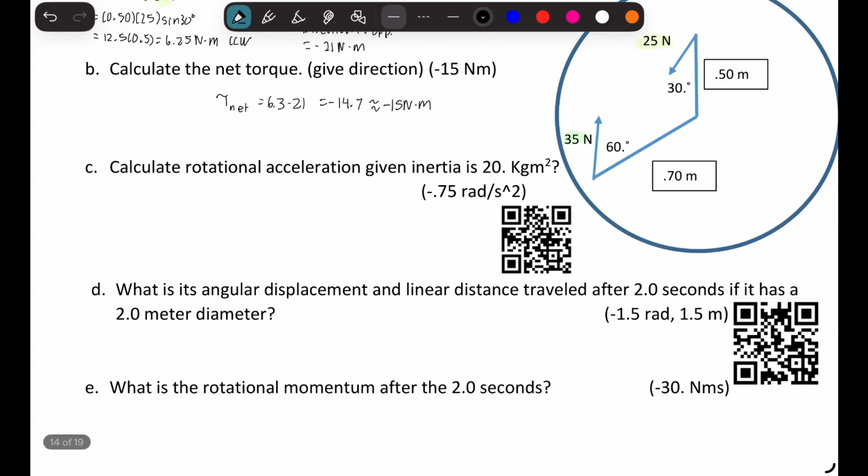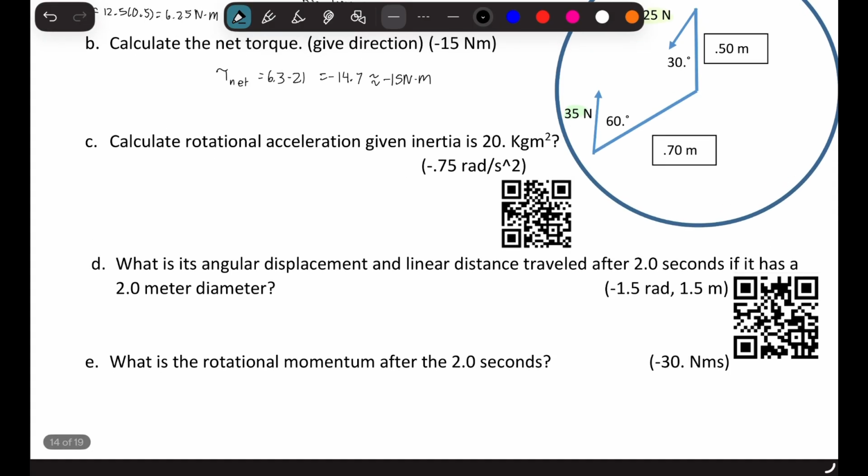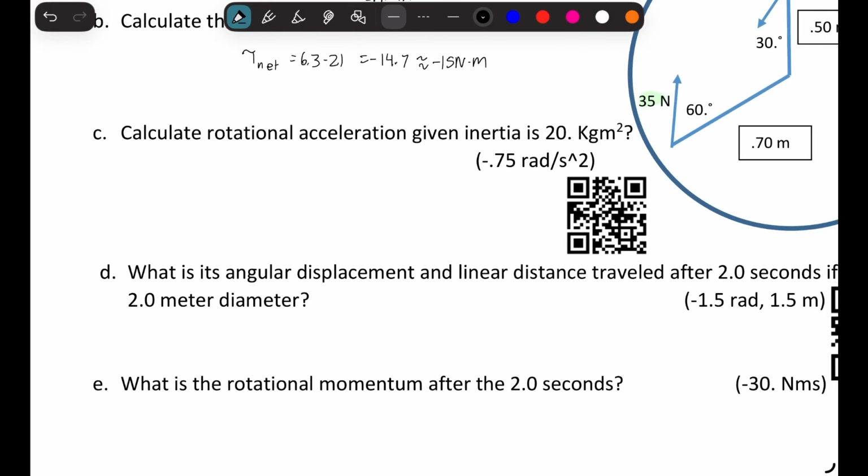And now for rotational acceleration, the relationship that encapsulates it is that torque is equal to the moment of inertia times the angular acceleration. So if you solve for angular acceleration, that's just going to equal the torque divided by the moment of inertia. That's going to equal negative 15 divided by 20, which equals negative 0.75 rad per second squared.